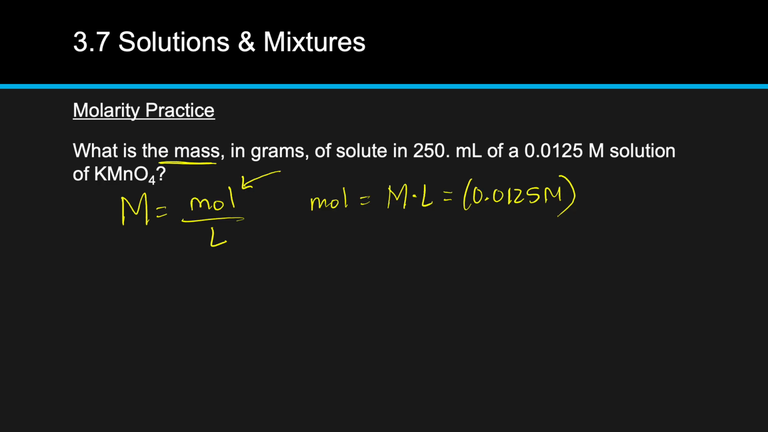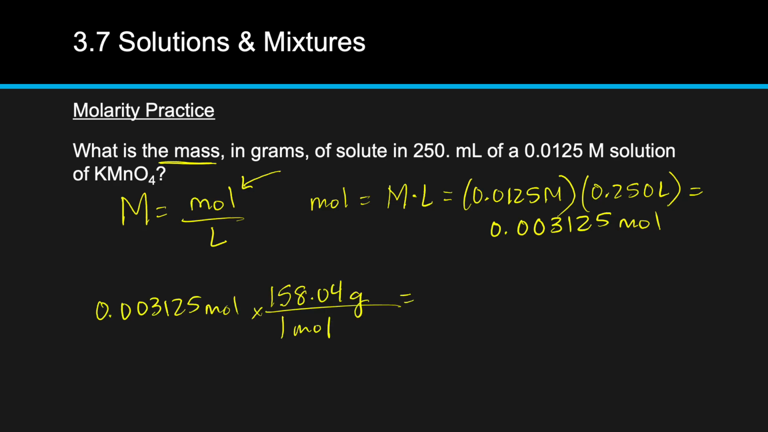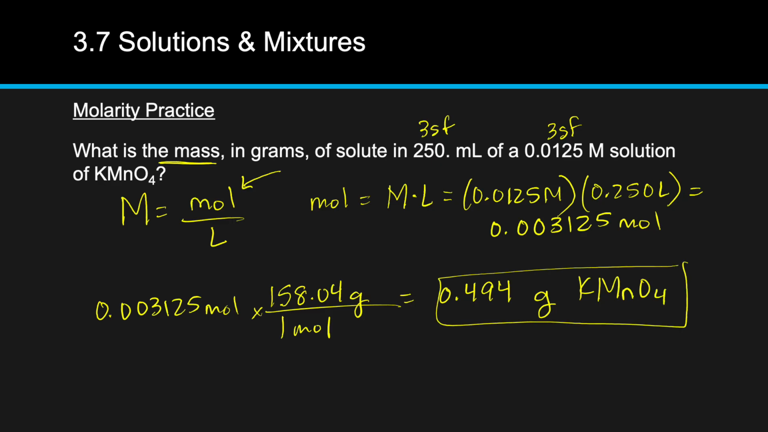So our concentration is 0.0125, and our volume in liters would be 0.250 liters. That is going to give us 0.003125 moles. Now that we have that information, we can go ahead and convert moles to grams in order to get the mass, which is what it's asking for. And when we multiply our moles by our molar mass, we get 0.4939 grams. And since this is in 3 sig figs, this is also in 3 sig figs, we need to have our final answer in 3 sig figs, which would change this to 0.494 grams. And we are looking at KMnO4. So that would be our final answer.